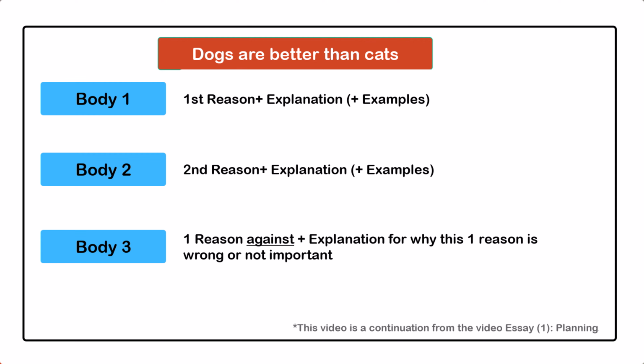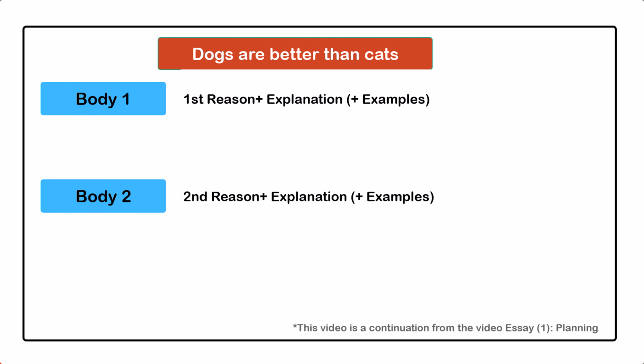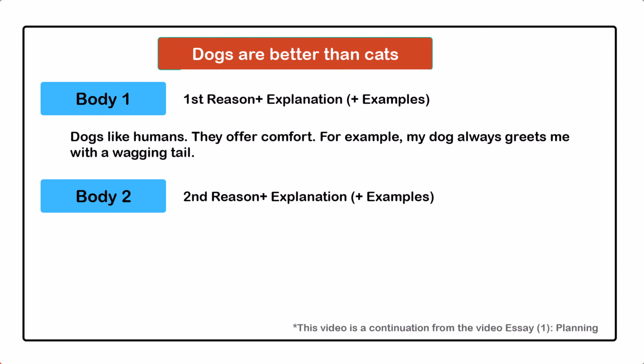So for body paragraphs 1 and 2, use this pattern: reason supporting your opinion, then explanation for that reason, then an example if you can. And that's all. Let's see what that looks like in an example. Dogs like humans. They offer comfort. For example, my dog always greets me with a wagging tail.